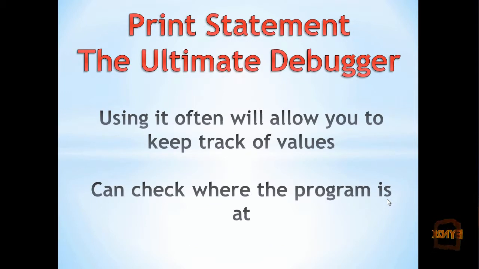The print statement is often called the ultimate debugger. Using it often and appropriately will keep track of your variables and values. This is a great way to check where your program is at a given time. By putting it inside of a loop, you can check whether you have made it to that loop and whether you've made it inside of it. So you can check whether the Boolean evaluation is correct.